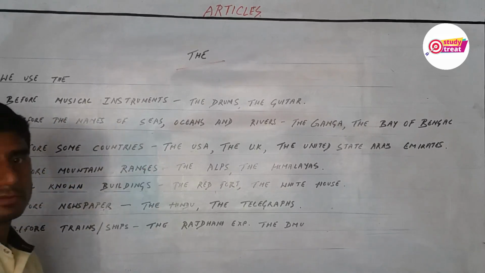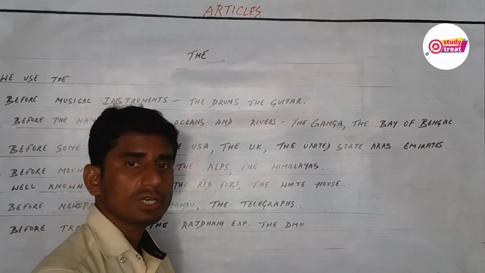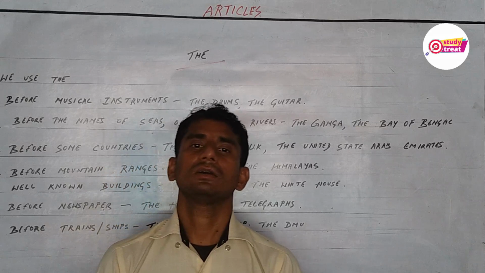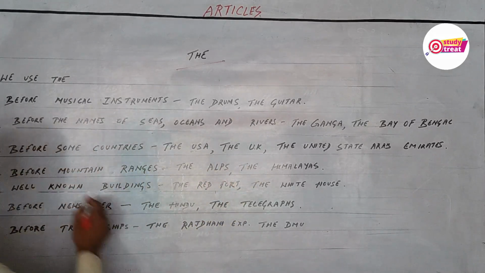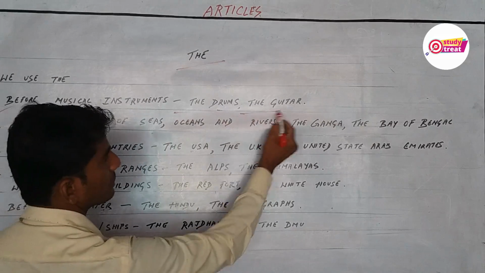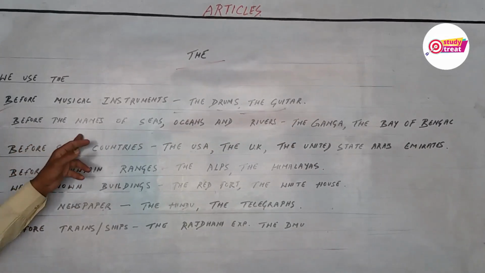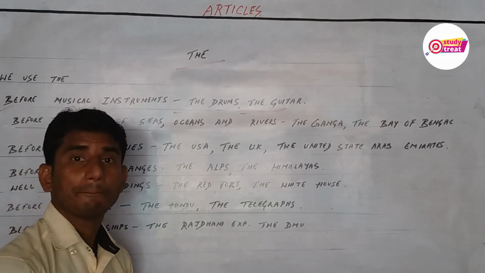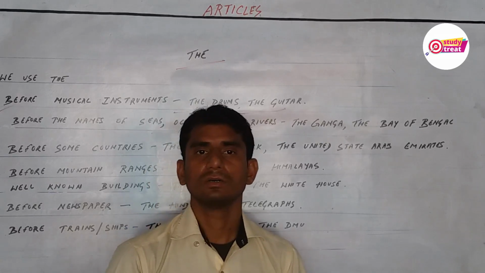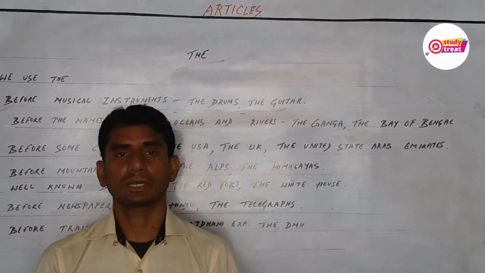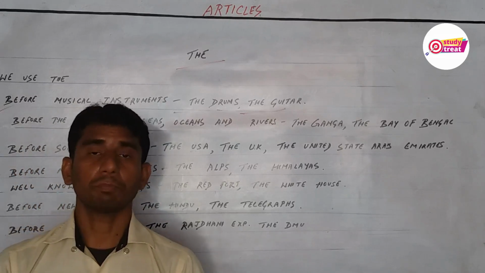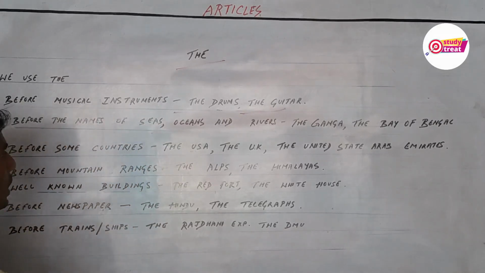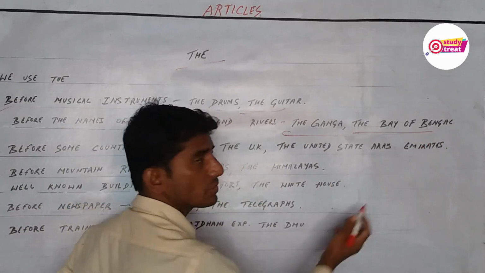Before any musical instrument, we use the here. For example, the drum, the bass or the guitar, the tabla, the harmonium, etc. Okay. See, the drum, the guitar. Before the names of seas, oceans, rivers, bays, we use the here. For example, the Ganges, the Yamuna, the Brahmaputra, the Bay of Bengal, the Bay of Arabia, etc. Okay? These are a few examples here.